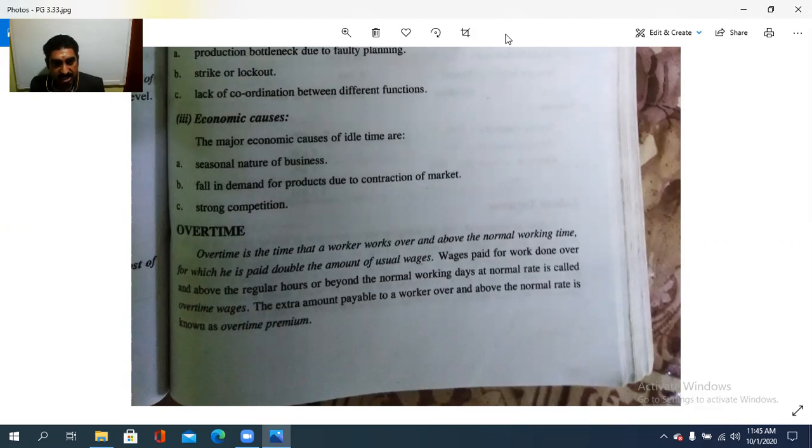So wages paid for the work done over and above the regular hours. റെഗുലറായിട്ട് ചെയ്യുന്ന ആ വർക്ക് അതിൽ കൂടുതൽ എന്തെങ്കിലും വർക്ക് ചെയ്തിട്ടുണ്ടെങ്കിൽ ഇത് treated as overtime wages, or beyond the normal working days at the normal rate, that is also called overtime wages, and the extra amount payable to a worker over and above the normal rate is known as overtime premium.